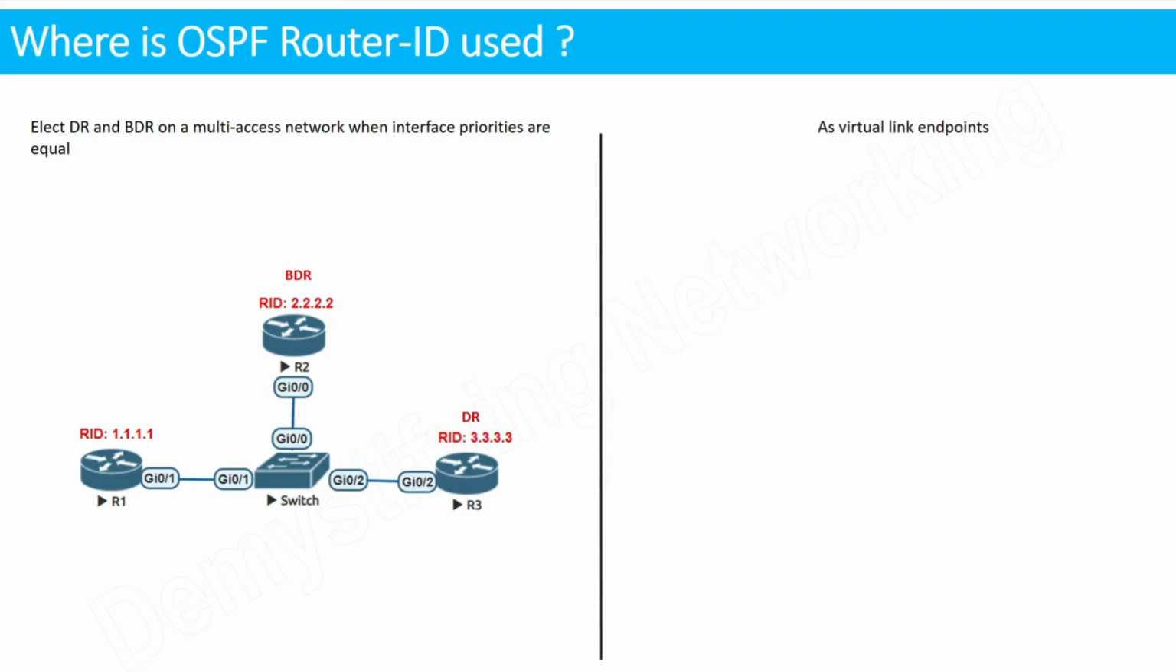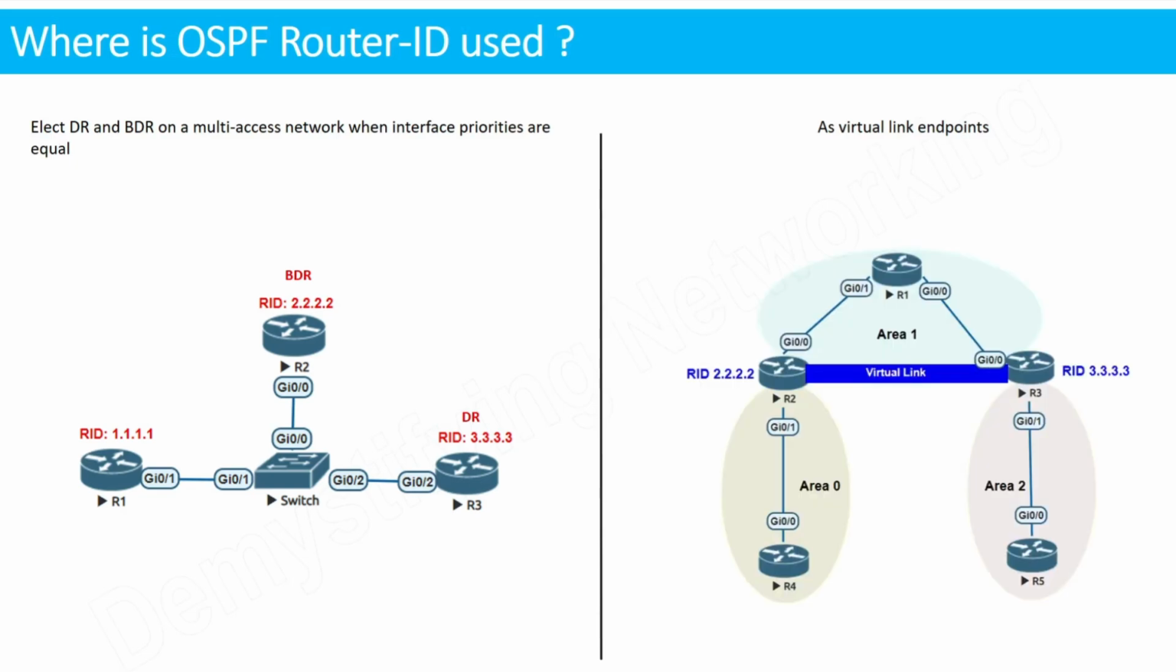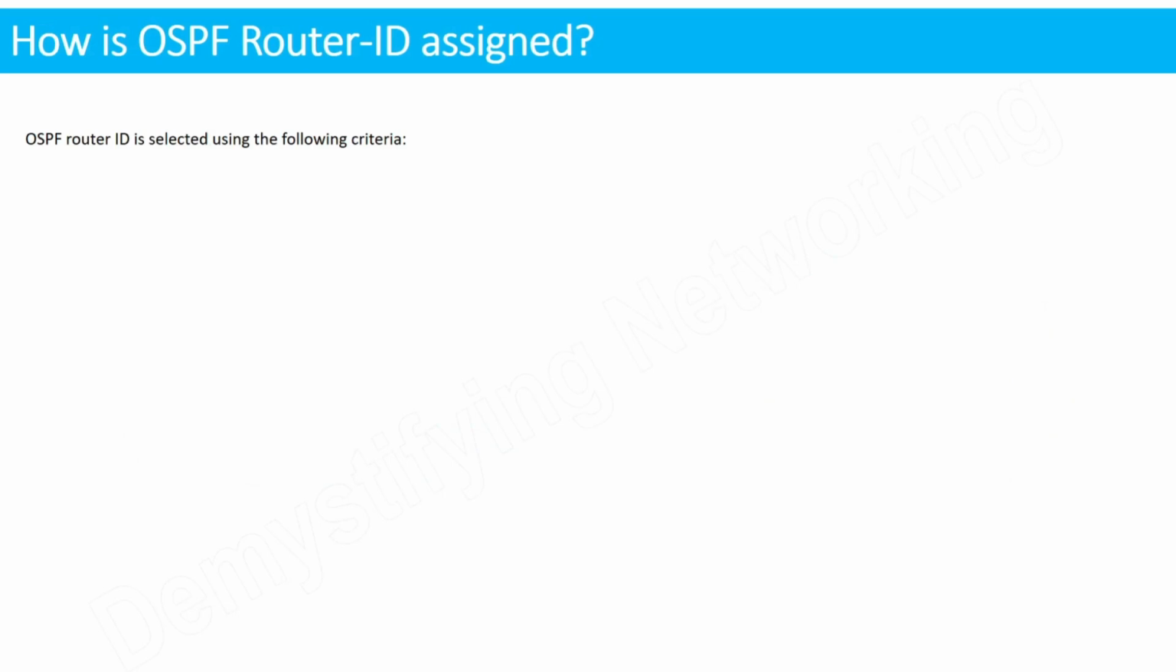Another use case for OSPF router IDs is virtual link endpoints. In this sample topology, a virtual link is created between router 2 and router 3, and the respective router IDs are used as the virtual link endpoints. Now let's see how an OSPF router ID is assigned.